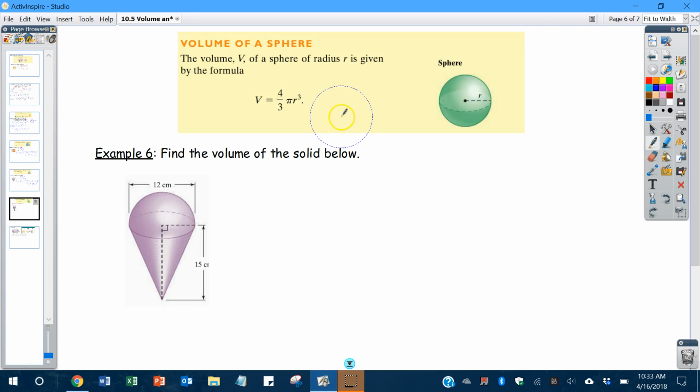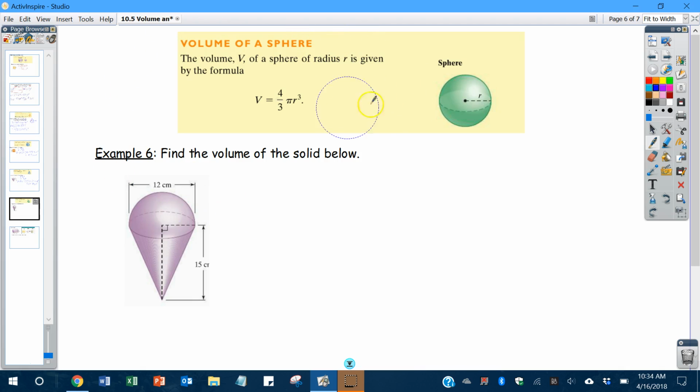Okay, and the volume of a sphere is given by this formula. A sphere is a three-dimensional shape in which all the points on the sphere are the exact same distance from the center, kind of like in a circle, all the points are the same distance from the center. The sphere is a three-dimensional version of that. So any point on this three-dimensional sphere is the same distance from the center, so we'll call that the radius. And so all you need is the radius to find the volume of the sphere.